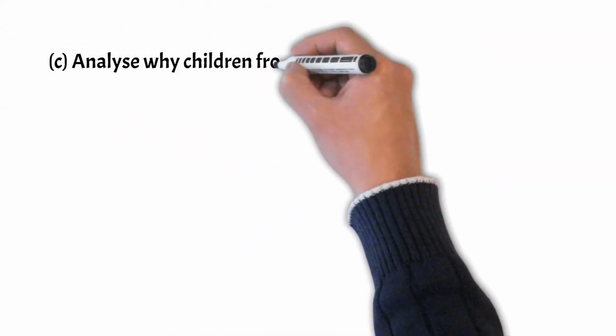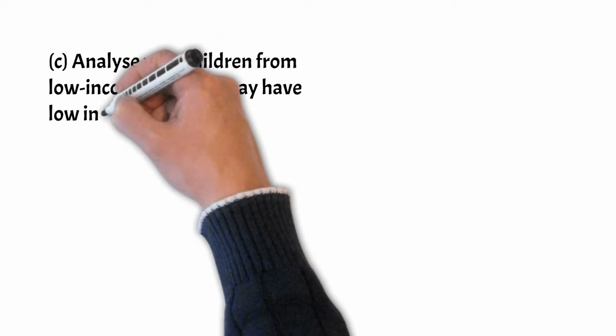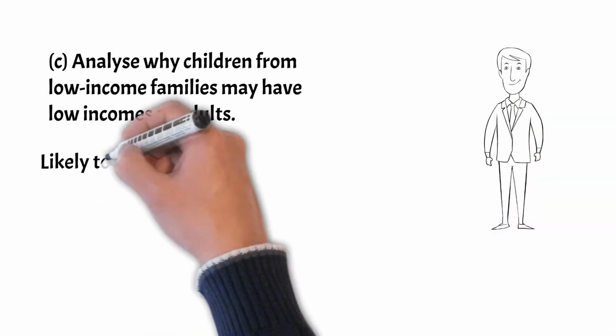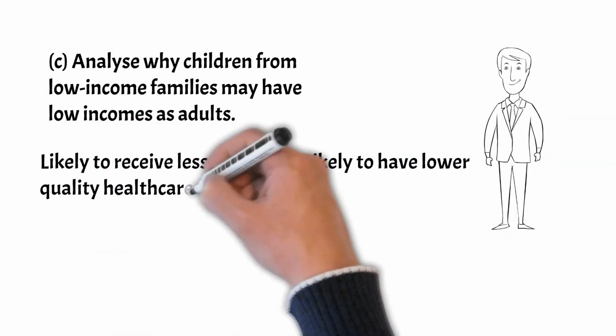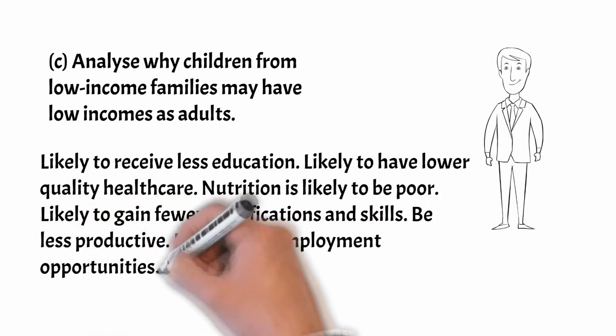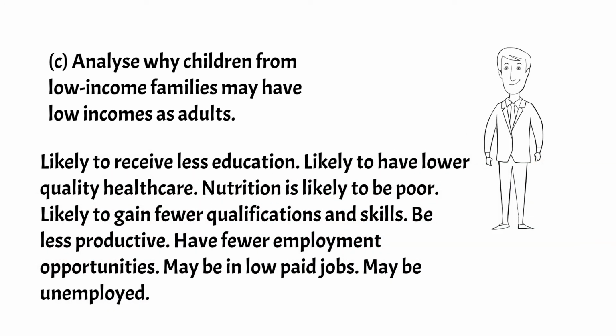Next question. Analyze why children from low-income families may have low incomes as adults. Remember, the keyword here is analyze. Form any of the following points into a coherent analysis. Remember, we are looking for 6 marks here, so basically 6 ideas.